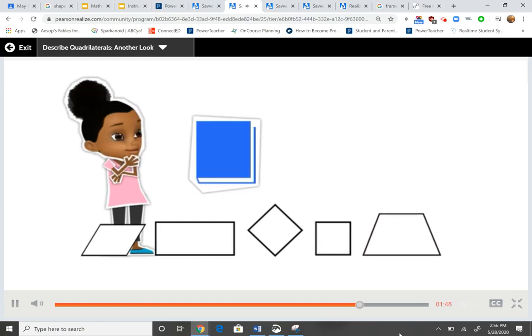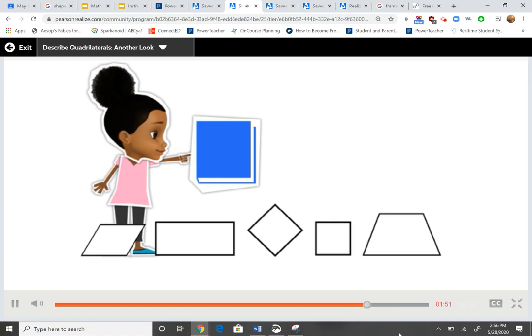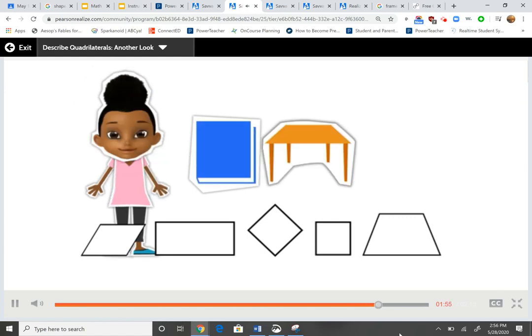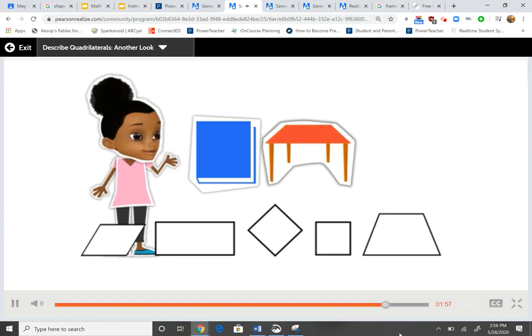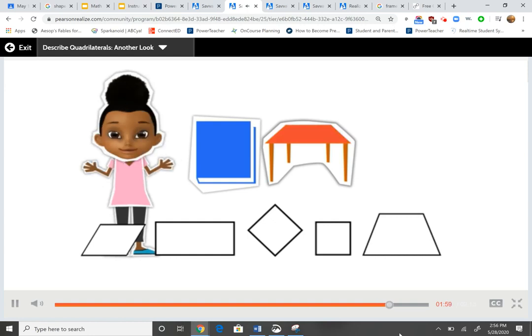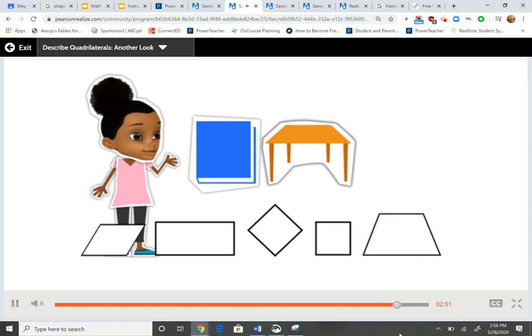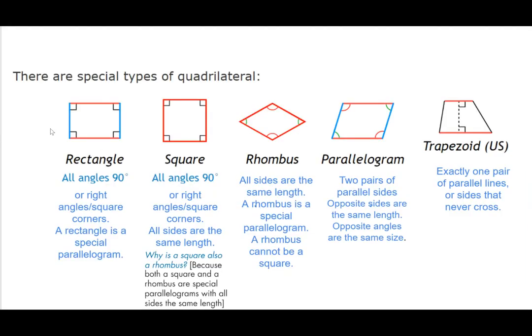I see quadrilaterals all over the place. This book's cover is a rectangle. You can see quadrilaterals everywhere. What about this tabletop? A trapezoid. Great work today, everyone. This is a summary of the special types of quadrilaterals. A rectangle is where all angles are 90 degrees. They make a perfect square in the corner here, and it is a special kind of parallelogram. There are two pairs of parallel lines.